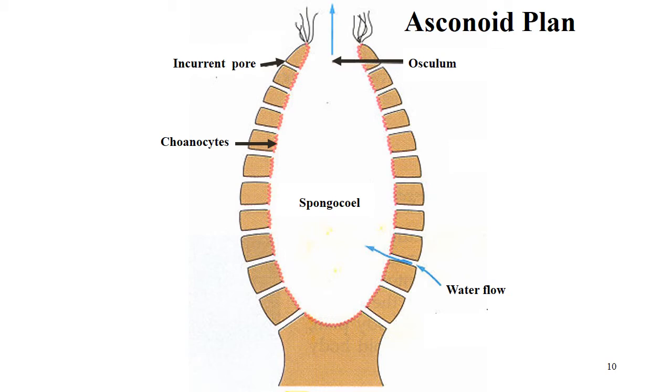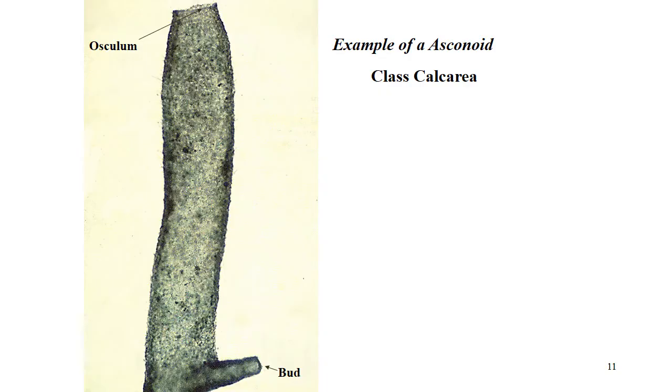The way that we look at each one of these is the levels or layers of choanocytes. In the asconoid body plan, the choanocytes line a single level of the sponge. Water flows inside, being pumped into the spongiocele and out through the osculum. Again, a single layer of choanocytes around the inside of the sponge. Class Calcarea is a good example of an asconoid. All of the class Calcarea are going to end up either asconoid or syconoid sponges.